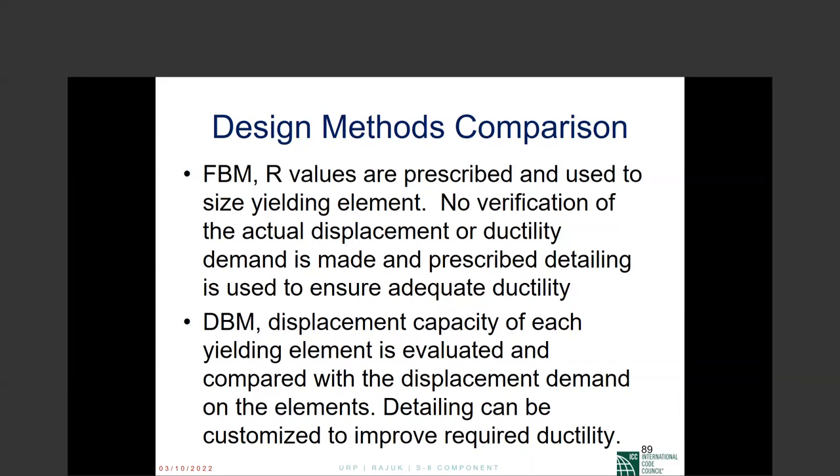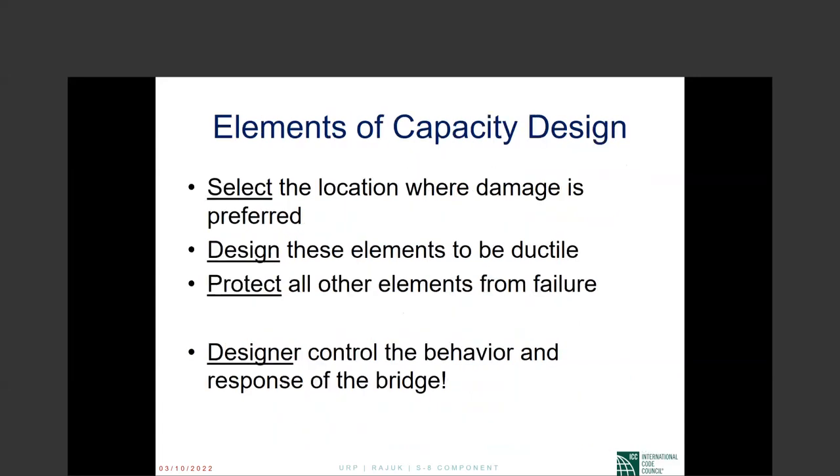For the displacement-based method, you have to evaluate the displacement capacity of the yielding element. You also have to compare it to the displacement demand, and you have to detail it so that you will be able to get the required displacement.